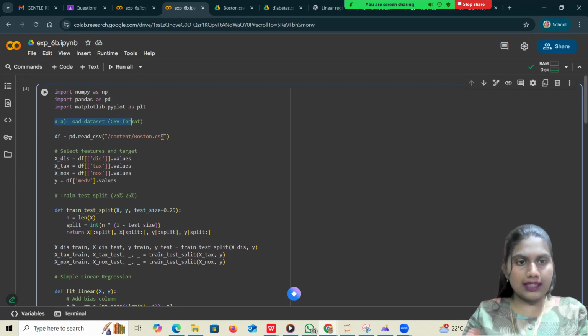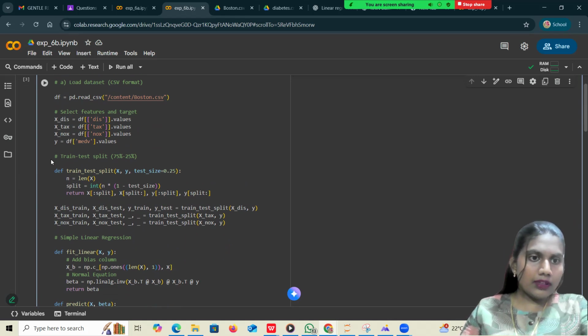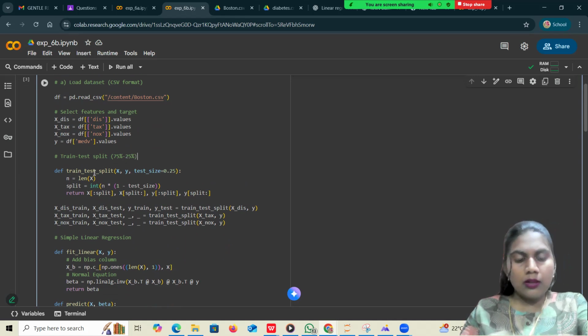First we are loading the data set. Then we are selecting the features: distance, tax and NOx. Then we are giving the values for the median house value. For the first question, to train and test split 75% and 25%, we are splitting x and y, giving the test size. Then the length of x is going to be n. Then we are using n to split at n times 1 minus test size. Then we are returning the values.